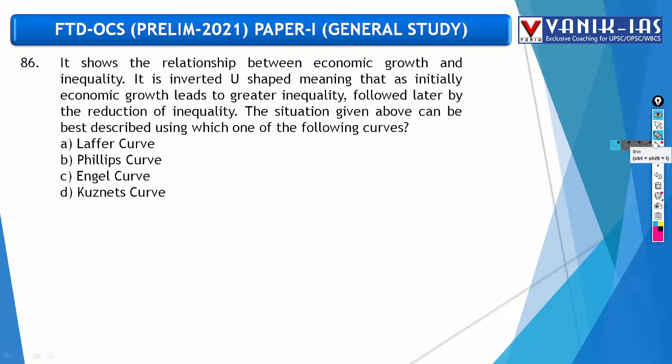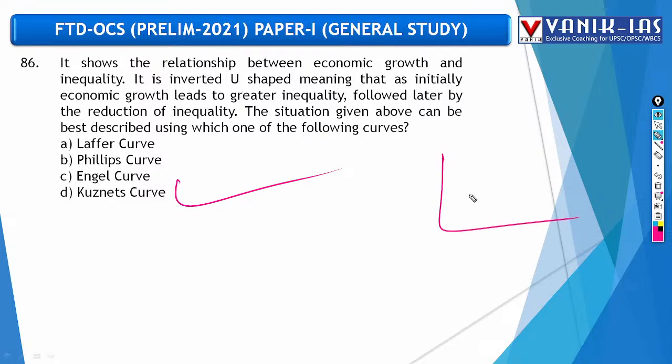It shows a relationship between economic growth and inequality. It is U-shaped, meaning that initial economic growth leads to greater inequality, followed by a later reduction in the inequality. The situation above can be which curve? Laffer curve, Phillips curve, Angel curve, or Kuznets curve? It is the Kuznets curve. The Kuznets curve talks about the relationship between inequality and economic growth, and it says that initially the inequality will be more, and later that reduces.